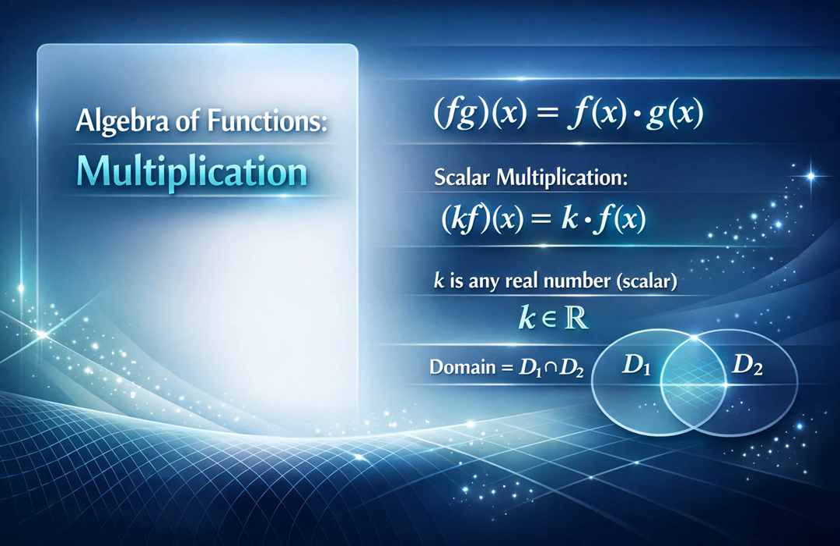For multiplication, we have f times g of x equals f of x times g of x. We can also multiply a function by a scalar, k times f of x equals k times f of x, where k is any real number. The domain is again the intersection of domains. This is called pointwise multiplication.